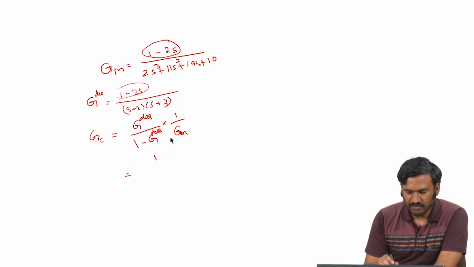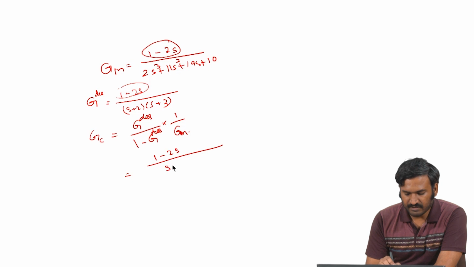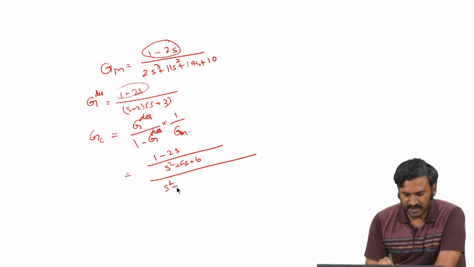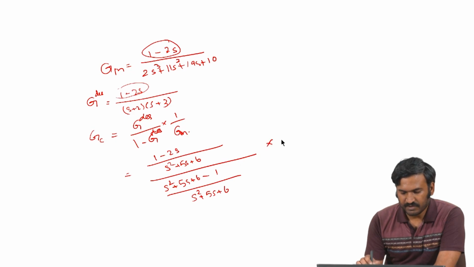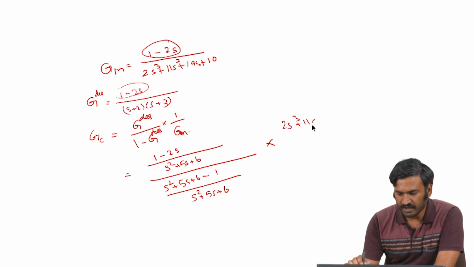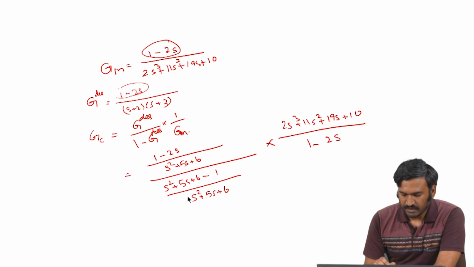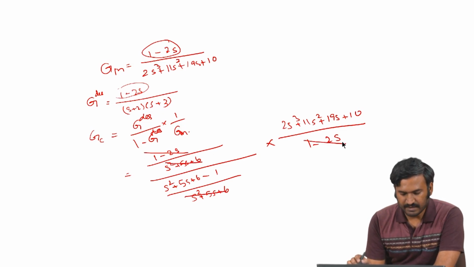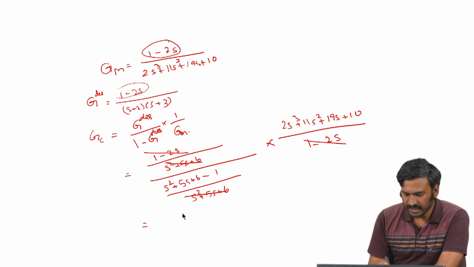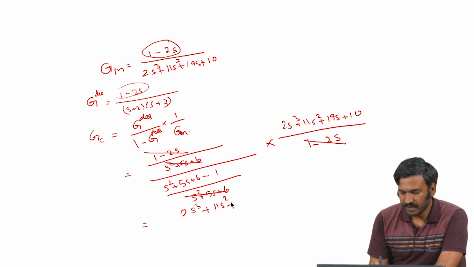So, let us do this. So, you will have (1 - 2s) divided by (s^2 + 5s + 6), divided by (s^2 + 5s + 6) minus 1, divided by (s^2 + 5s + 6), into (2s^3 + 11s^2 + 19s + 10) divided by (1 - 2s). So, these two will get cancelled and these two will get cancelled. So, we will end up with something like (2s^3 + 11s^2 + 19s + 10) divided by (s^2 + 5s + 5).